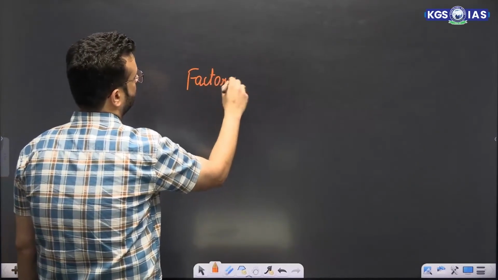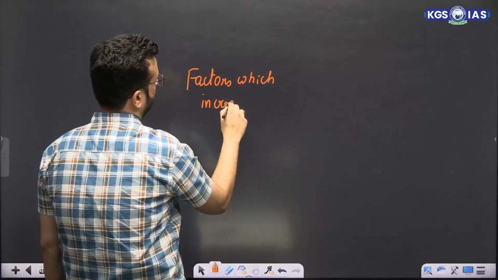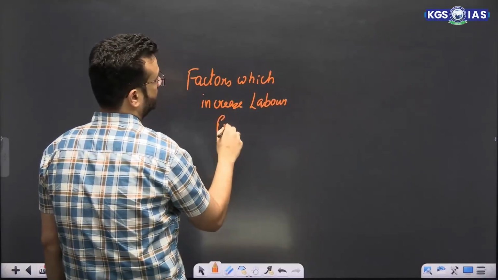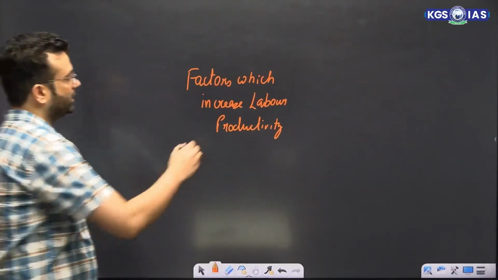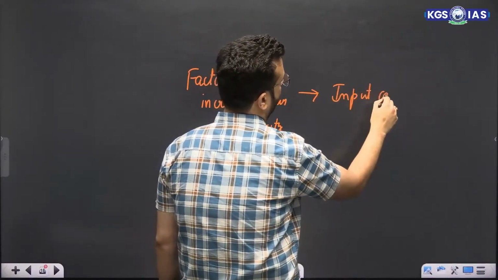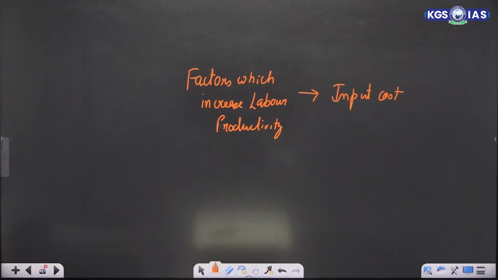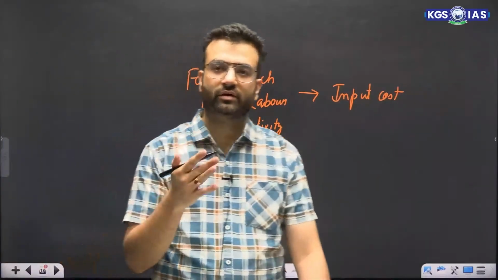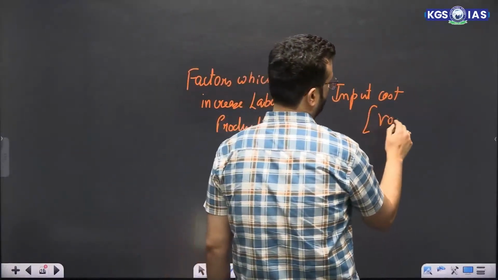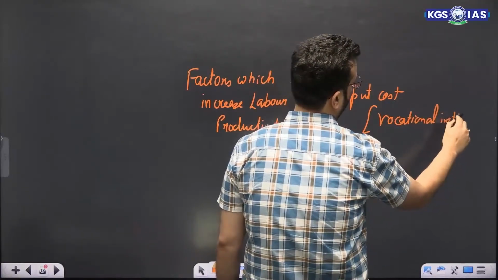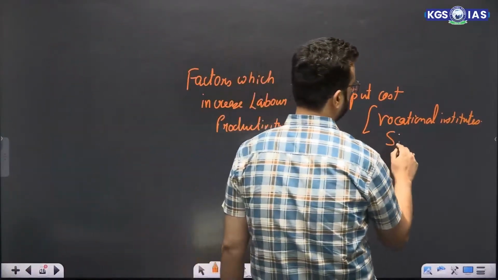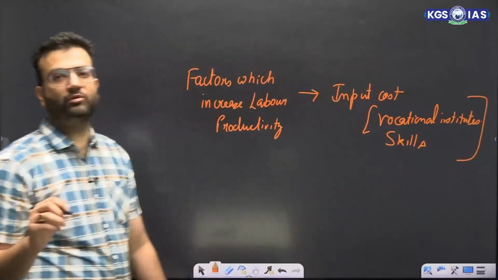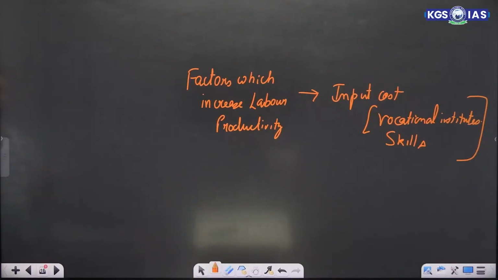Factors which increase labor productivity. What are the factors which enhance this labor productivity? सबसे पहले क्वालिटी, इनपुट कॉस्ट. आप किस तरह का इनपुट कॉस्ट लगा रहे हो, यानी कि लेबर्स को ट्रेन करने के लिए किस तरह की कॉस्ट लगा रहे हो. Now suppose you are putting that cost which is knowledge driven, regarding promotion of vocational institutes, you are putting your money in vocational institutes for promoting skills. Then in that case, we can say the input cost is justifiable.